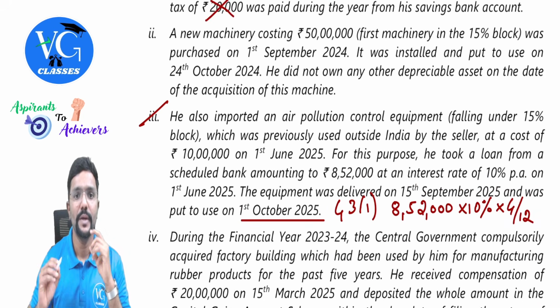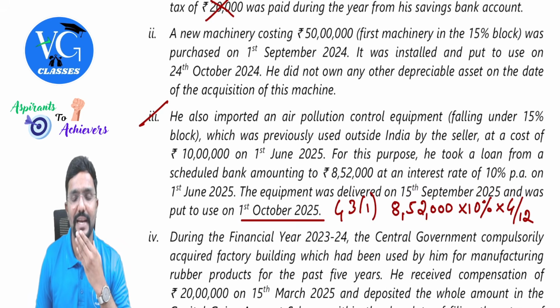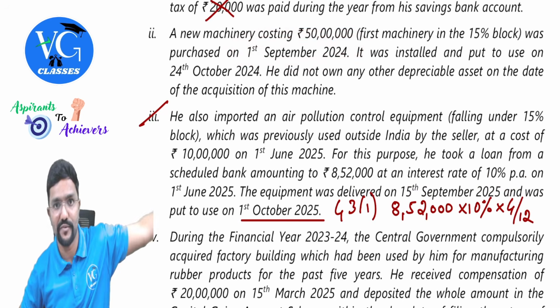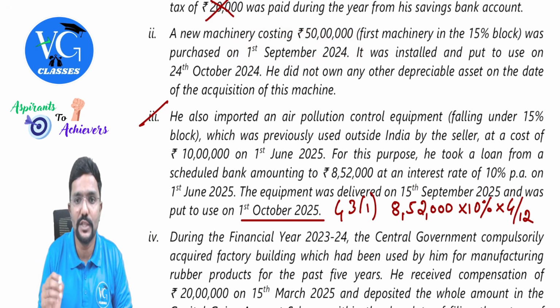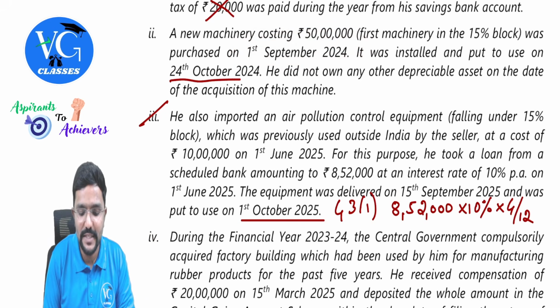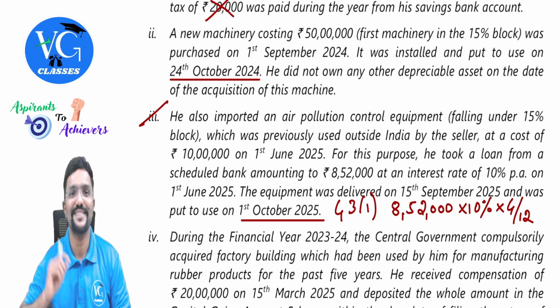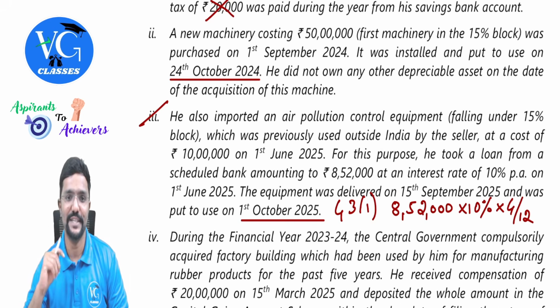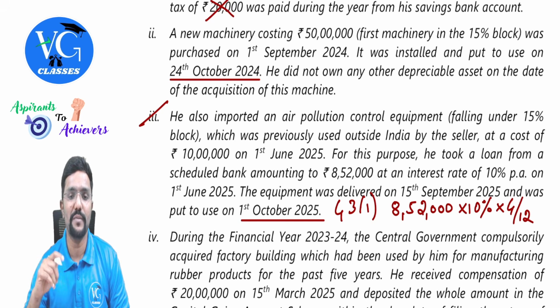Next, second point. A new machinery costing 50 lakh, first machinery in 15% block, was purchased on 1st September 2024, last financial year. It was installed and put to use on 24th October, important date. Why, sir? Less than 180 days in the last year, not in the current year. It did not own any other depreciable asset on the date of acquisition of this machine.